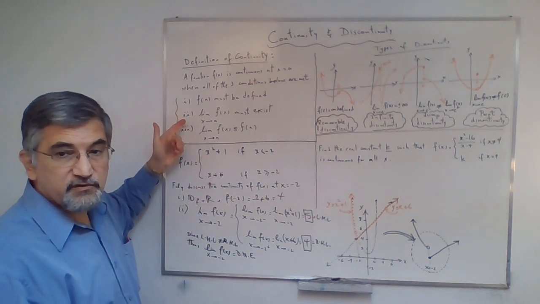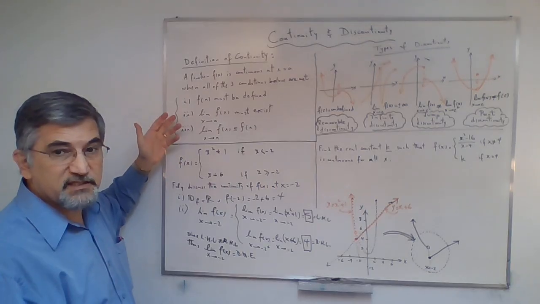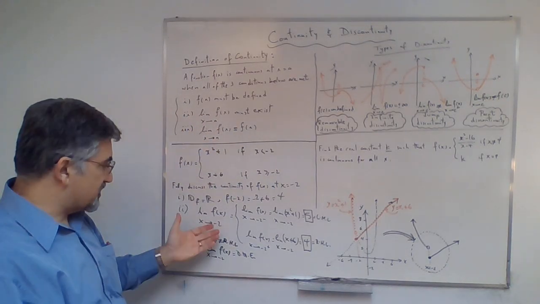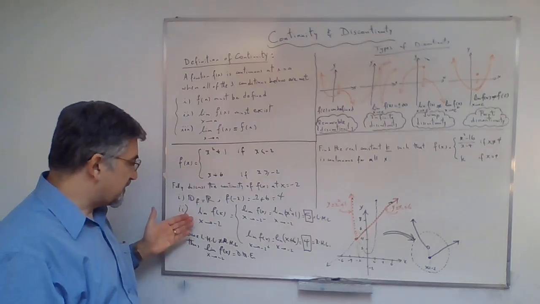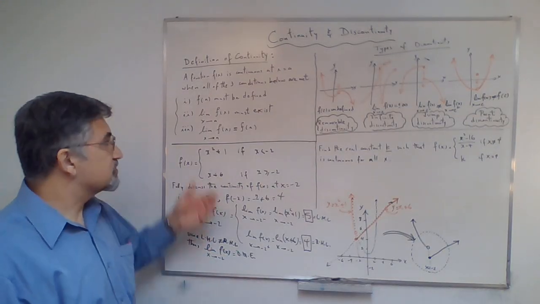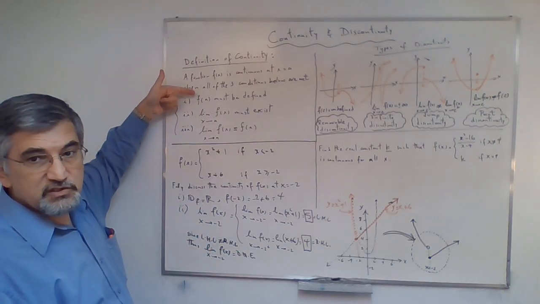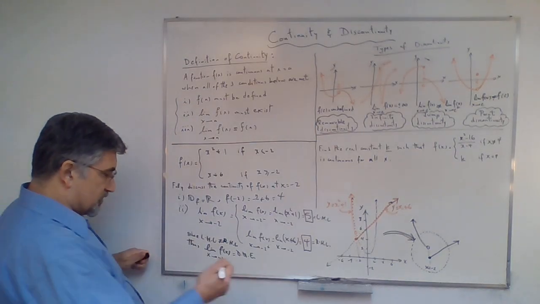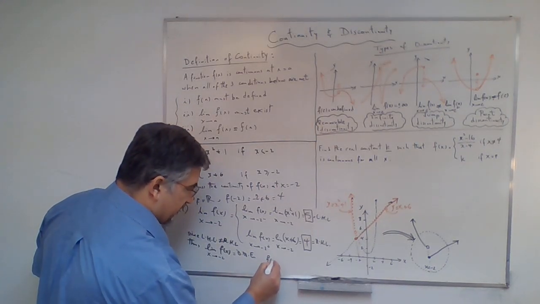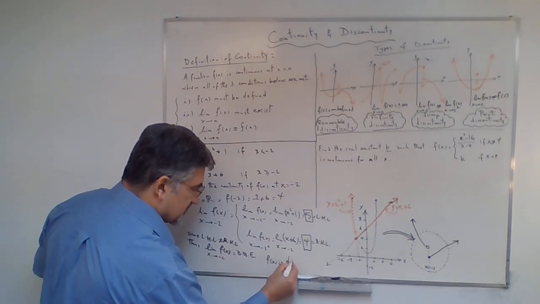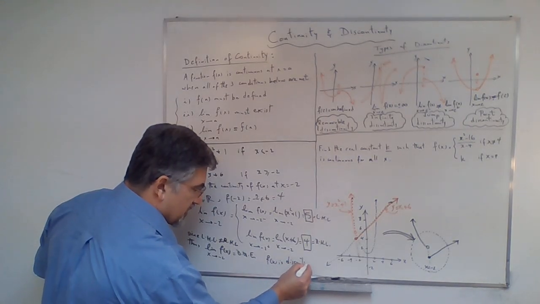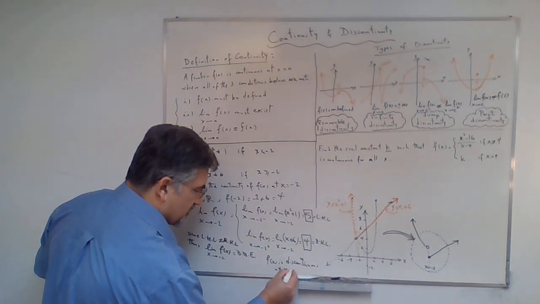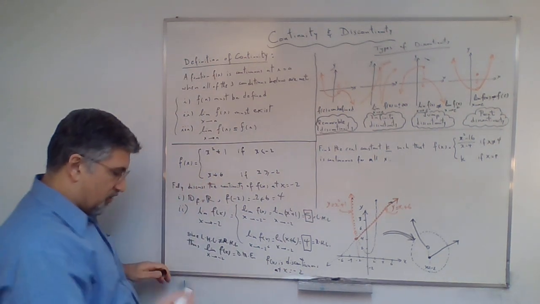Because in order for the function to be continuous at x equals -2, it had to have the limit actually. But we see that the limit of f of x when x approaches -2 doesn't exist. So despite the fact that the first condition is satisfied, the second is not satisfied, therefore it's not continuous. So the conclusion is that f of x is discontinuous at x equals -2. That's our conclusion.